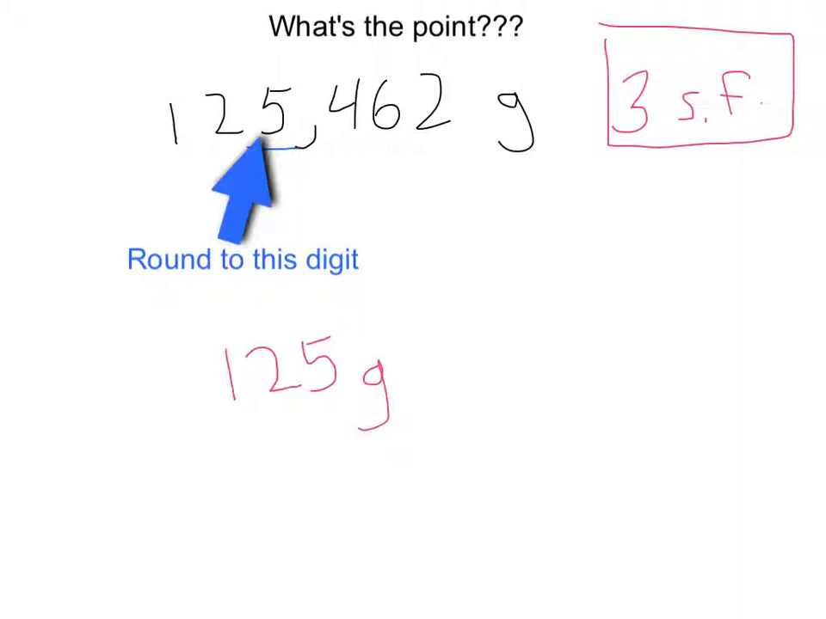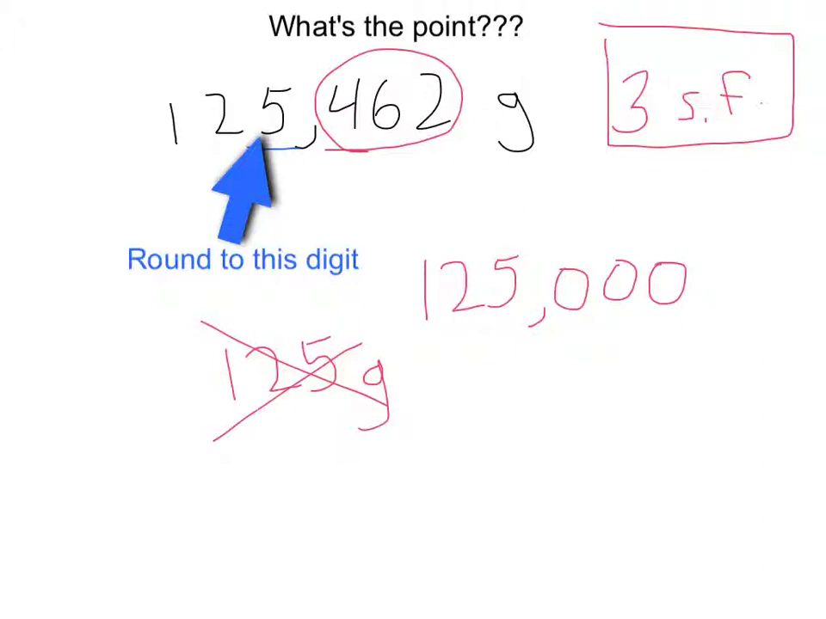So what we need to do is rewrite it this way. The 1, 2, and the 5 are right, but we need to have placeholder zeros to replace these numbers. We cannot lose those digits. So this is the right way to write that measurement.